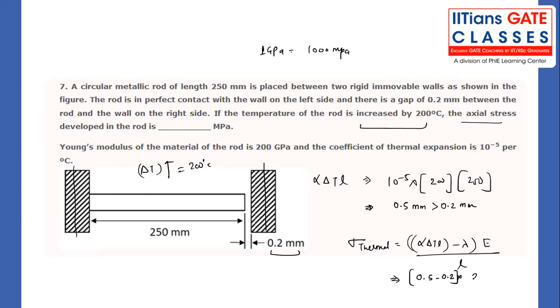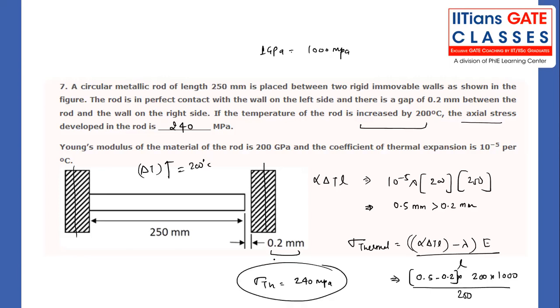Into E, into 1000, divided by L. So you will be getting 240 megapascal. When you calculate the thermal stress, you will be getting 240 megapascal. Right? Very, very important. Make a note of it.